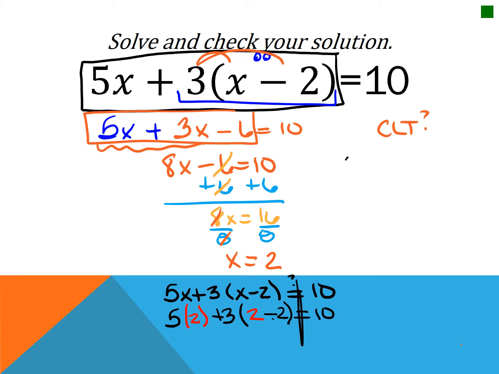Now on this, you're not even touching the right side. You're just going 5 times 2 is 10. 2 minus 2 is 0. 10 plus 0 is 10. So it checks, and we put a little happy face in there.